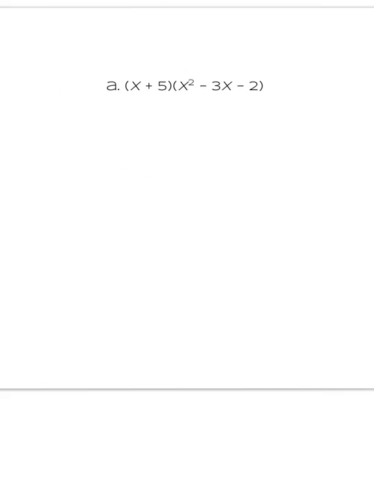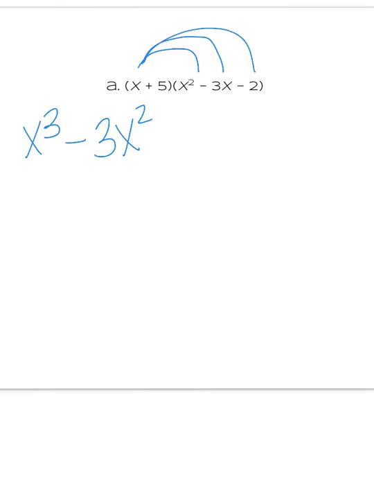So I'm going to show you how to do A, and then I'm going to have you try a couple on your own. So here I'm multiplying, and if you notice the difference is we have a binomial and then a trinomial. So I'm going to distribute this x to everything in the second parenthesis. So I'm going to go x times x squared, which is x cubed, x times negative 3x, which is negative 3x squared, because now I have two x's, and then x times negative 2, which is negative 2x.